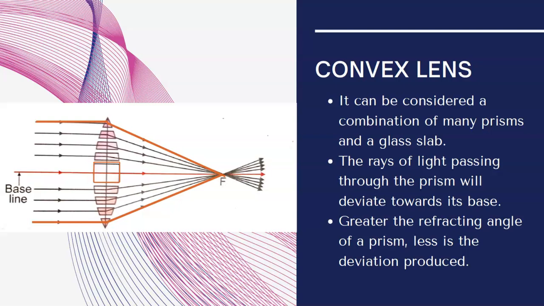Hence, we should remember that a convex lens can be considered as a combination of many prisms and one glass slab. The rays of light passing through the prism will deviate towards the base. Likewise, I can draw all the rays which are bending towards the base of these respective prisms. Actually, these are not full prisms, they are pieces of the prism without the top.